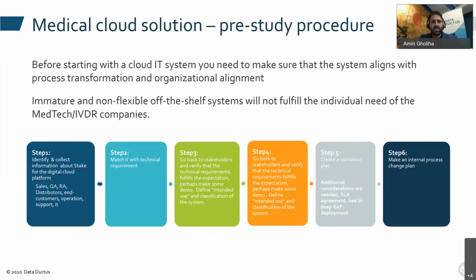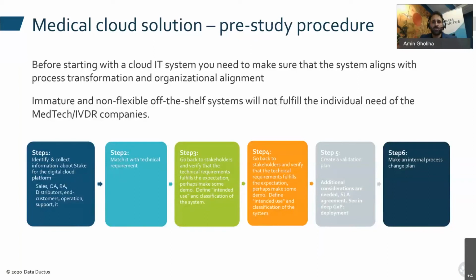We have a procedure for this, and I'm going to go through it quickly. Step one is to identify and collect information about the stakeholders for the digital cloud platforms. You have sales, quality assurance, regulatory assurance, distributors and customers, operations, support, and IT. It is very important that you involve all these departments and try to see what the lower hanging fruits are. You should always try to start small and find the things that bring the most value for yourself.